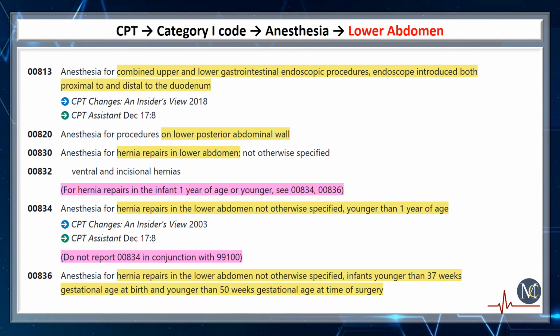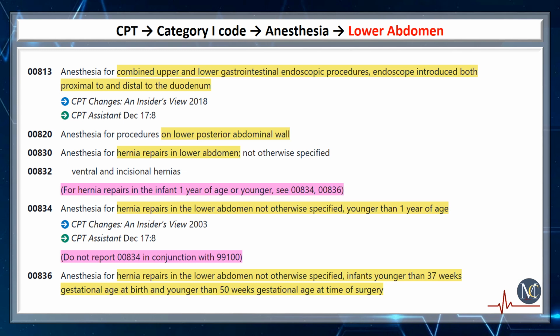Next code is 00820. Anesthesia for procedure on lower posterior abdominal wall. Next code is 00830. Anesthesia for hernia repairs in the lower abdomen not otherwise specified. Next code is 00832 ventral and incisional hernias.